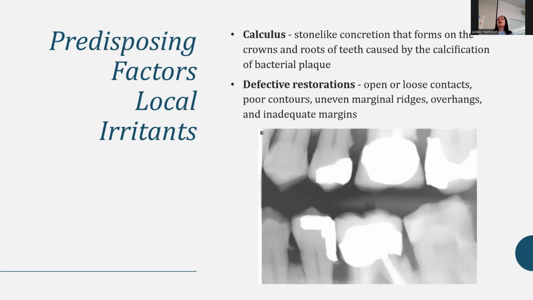So some other predisposing factors or local irritants. So we would think of calculus, defective restorations. You can see all of these pretty atrociously prepped crowns and overhanging restorations.